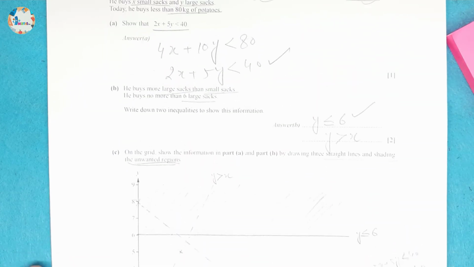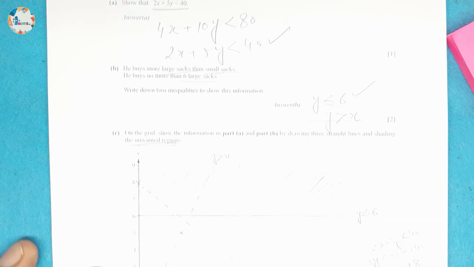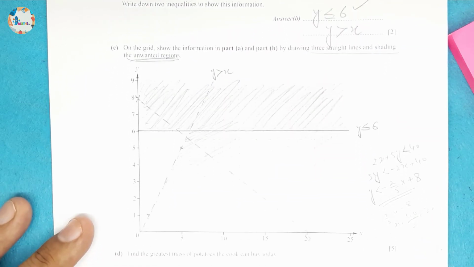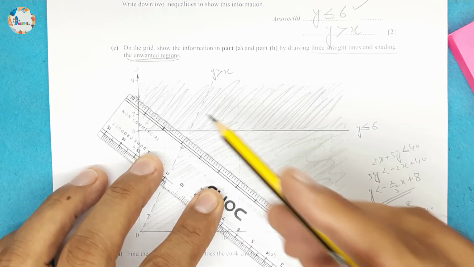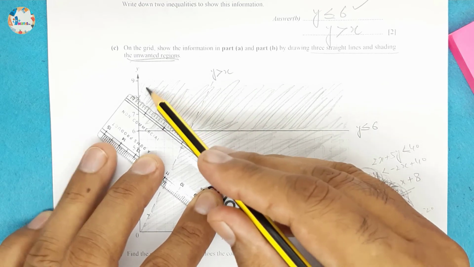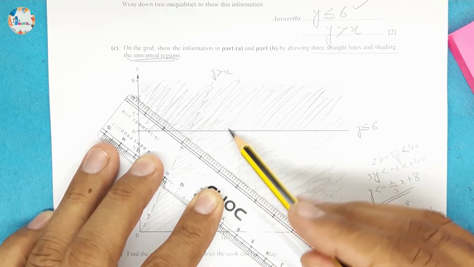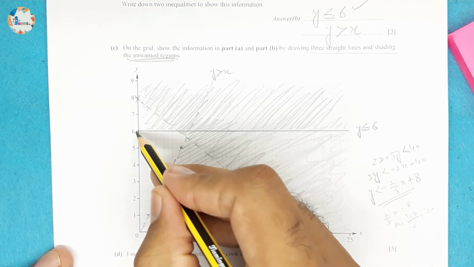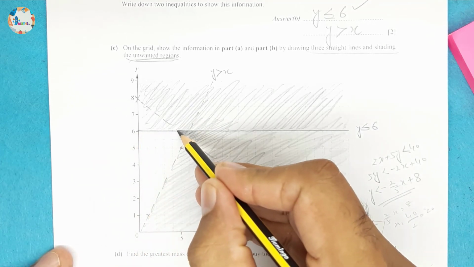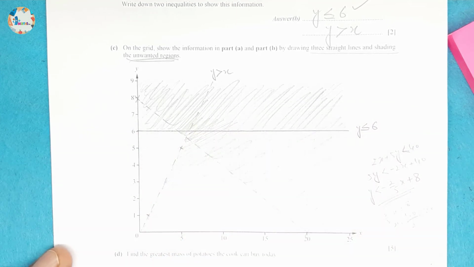If I show you, this is the equation. 2x plus 5y less than 40 is required, so more than 40 will not be required. So this small portion will also be shaded and this is done. Now only this region, this one up from here, is unshaded.